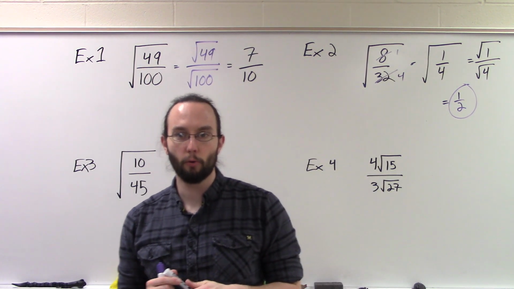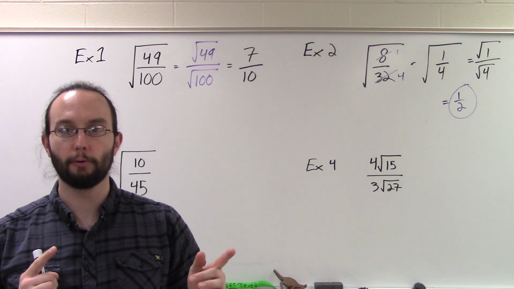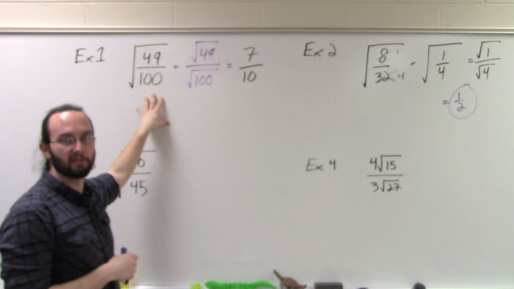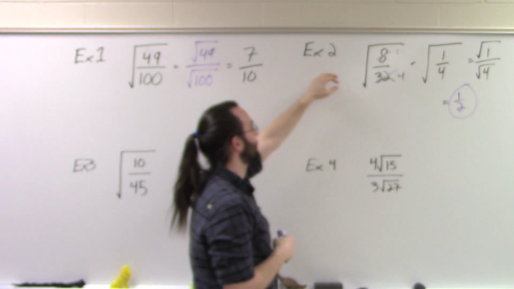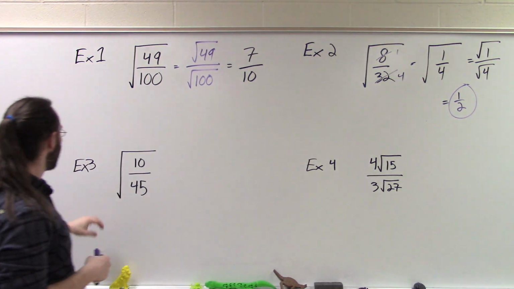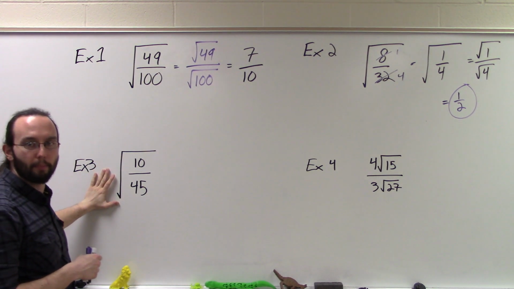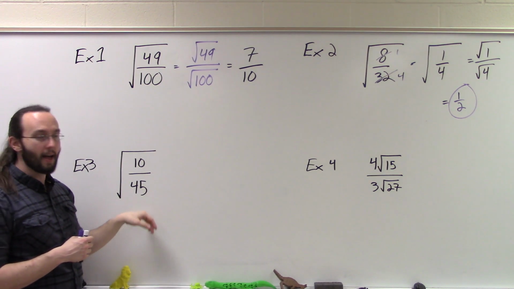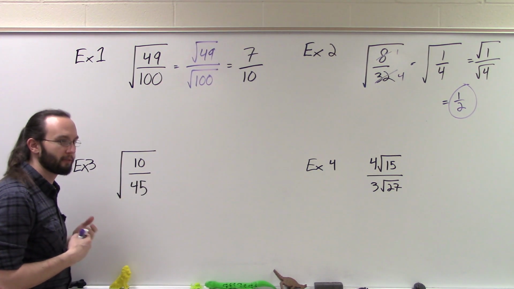So the nice thing about the quotient rule is it allows us to go back and forth between these two worlds, whether we want to think about the square root of a fraction as a whole, or if we want to think about it as a square root divided by a square root. So let's jump up a little bit, this third example. This third example has a square root of 10 over a square root of 45. Neither one of those is a perfect square.